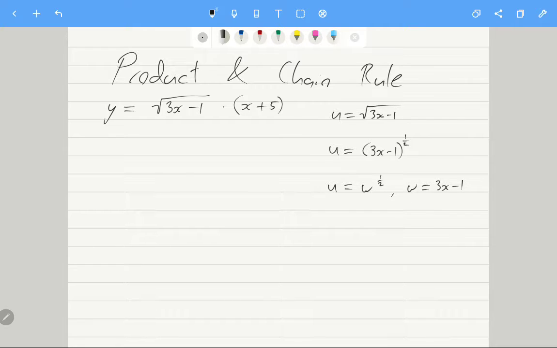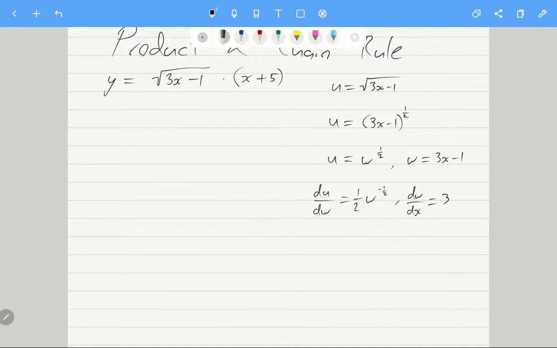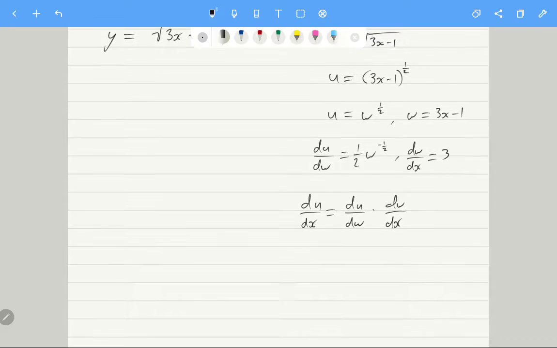Alrighty, so now I'm just going to do the usual thing. So this is du dw, which is going to be a half w to the minus a half. And dw dx is going to be equal to 3. And by the chain rule, du dx will be du dw times dw dx, which I've already worked out both of these. So we get a half w to the minus a half times 3.